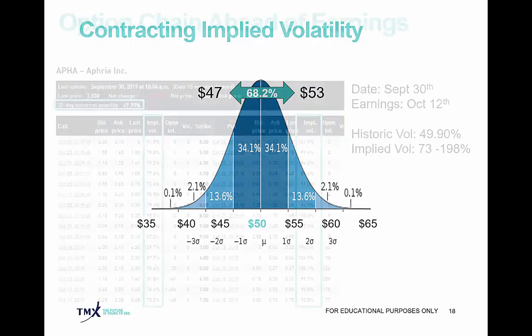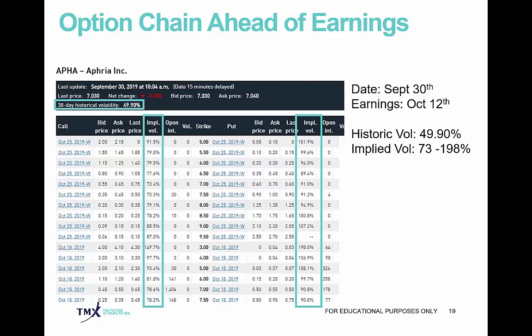Now, let's take a look at an example here. So here is Aphria, APHA. This is an options chain reflecting Aphria options. Now, the date of when this example was taken was September 30th.